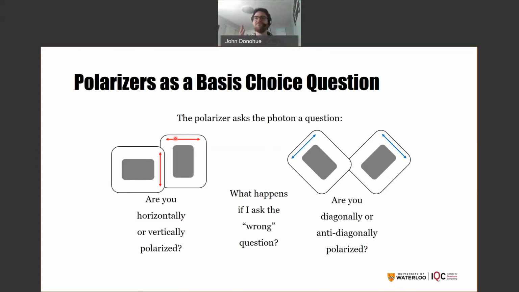Okay? So, if my photon was horizontally polarized and I asked it the question, are you horizontal or vertical? It would tell me, well, I'm horizontal. But what happens if I ask it the wrong question? Like, for example, what happens if I have a diagonally polarized photon and I ask the question, are you horizontal or vertical? How can it answer that question?